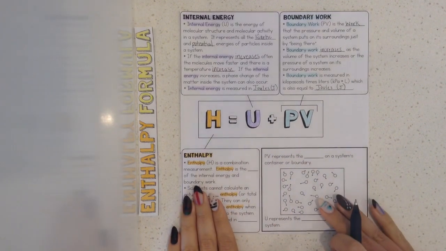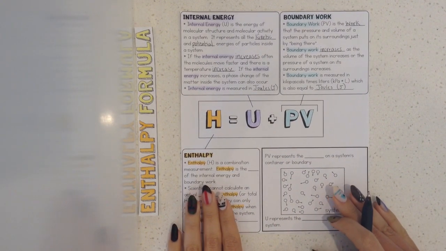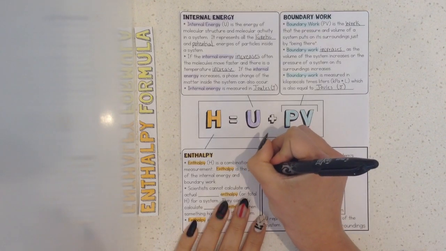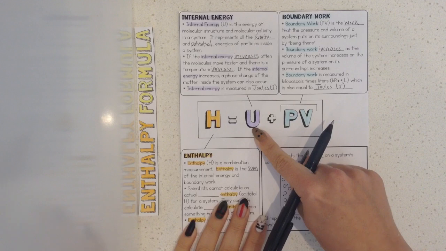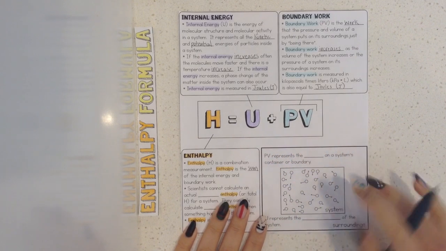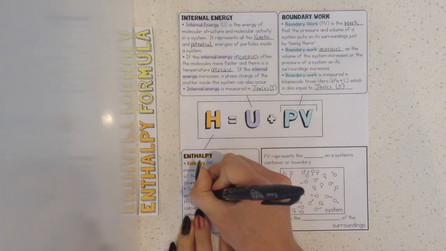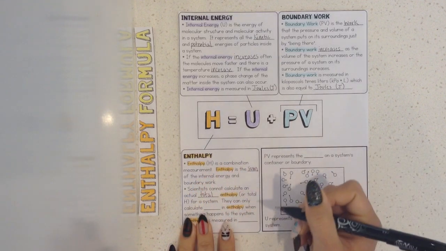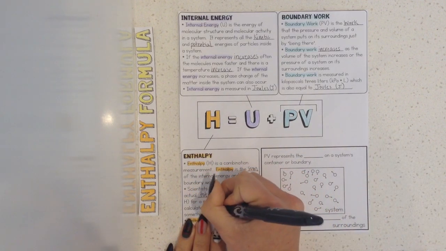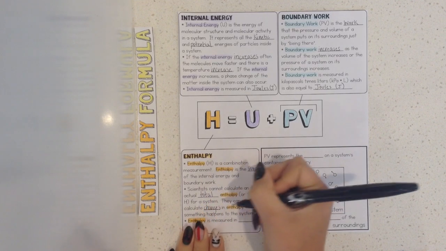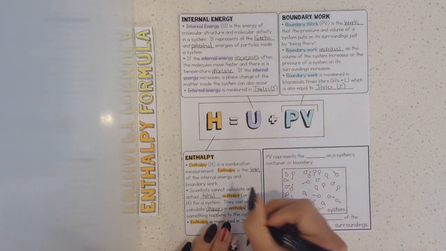That brings us to enthalpy. It's a combination measurement. Enthalpy is the sum of the internal energy and the boundary work. Scientists cannot calculate an actual total enthalpy, or total H, for a system. They can only calculate changes in enthalpy when something happens to the system. Enthalpy is measured in joules.